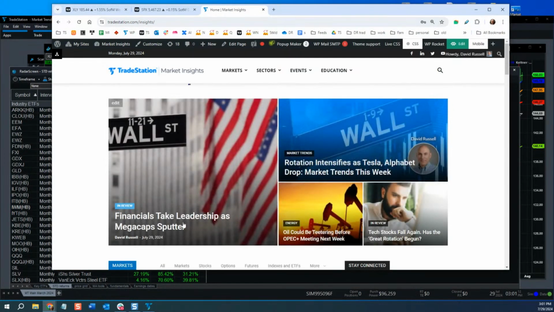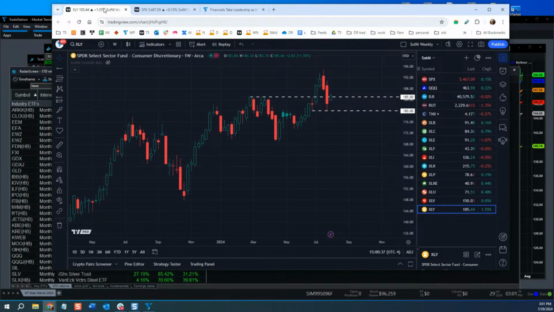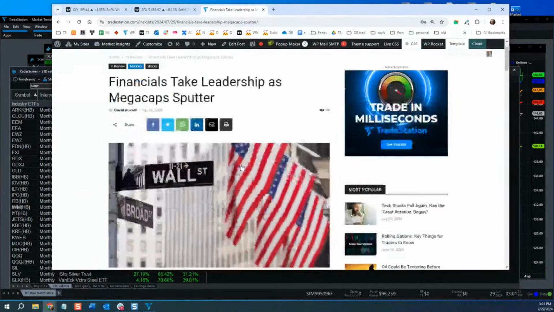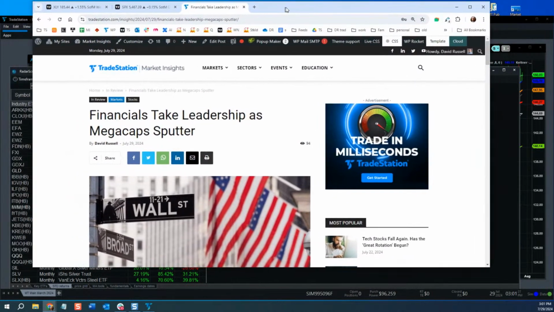And then Financials Take Leadership as Mega Cap Sputter. Now, I'm not going to get into this article. I wanted to tell you that some of the points I'm going to be covering are mentioned in this article. You can take a look at it. There are some very interesting points in it. I was fascinated when I really looked at the numbers. I'm not going to be getting into those too much.